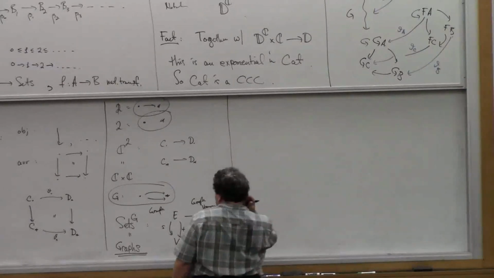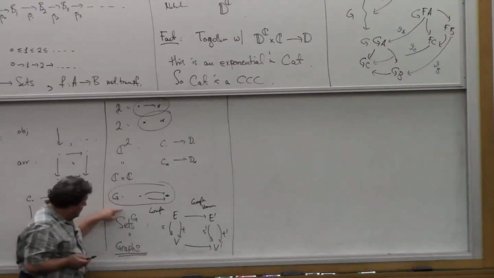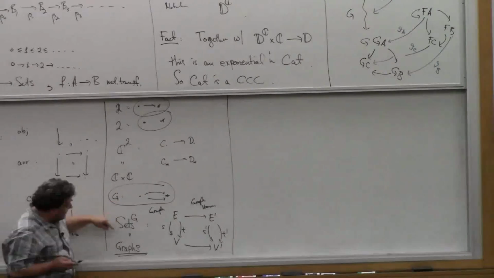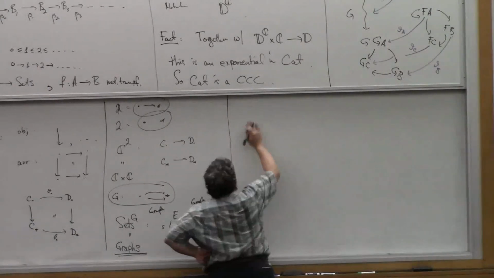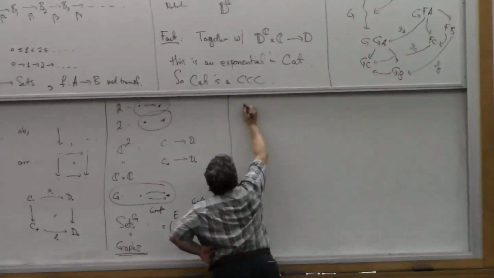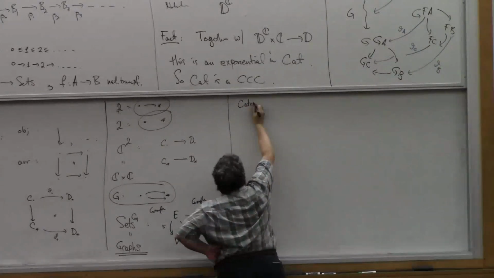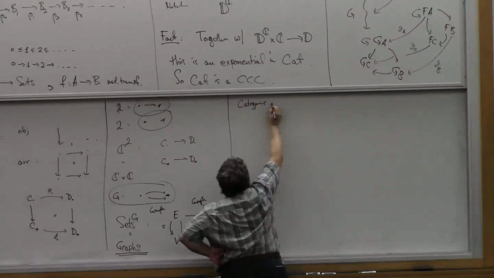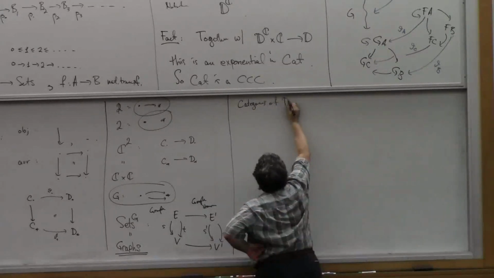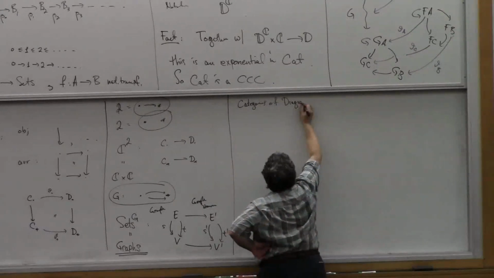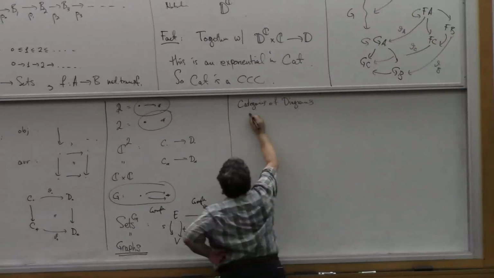We're going to look some more at categories of this form, where we have a category up in the exponent, and then we have sets down in the bottom. So these are called set-valued functor categories. Sometimes these things are called categories of diagrams, also called presheaves.